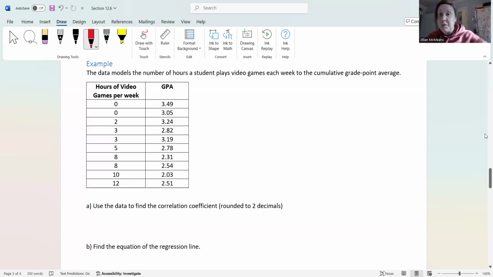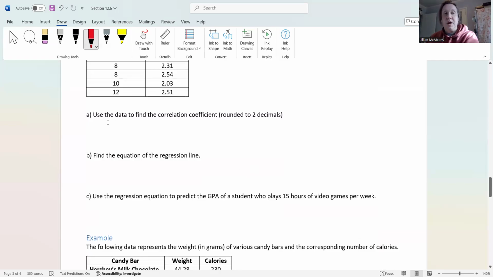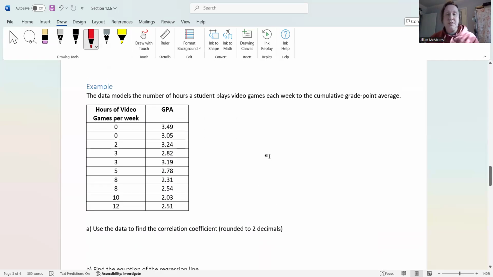And then what we're going to do is go back to the calculator. We're going to input the data, look at the scatter plot, and then find the correlation coefficient and the line of best fit, okay? If you look down here, just really quick, we're going to do parts A and B first, then we'll come back and do part C. So pause the video, get this stuff written down, and then we're going to go to the calculator.